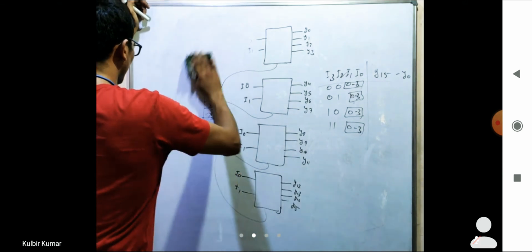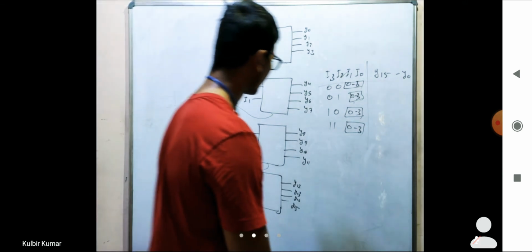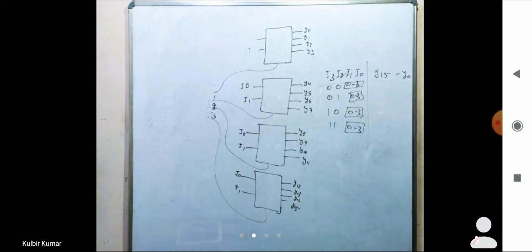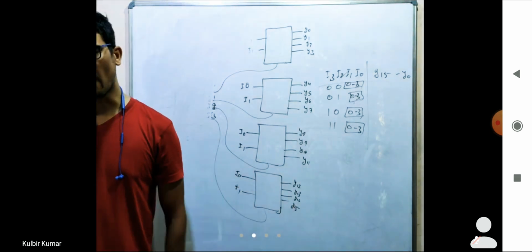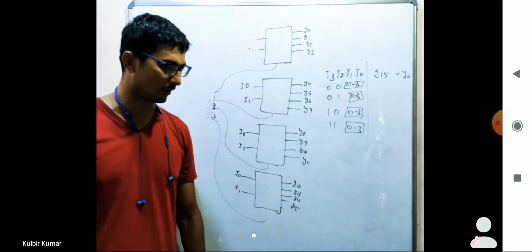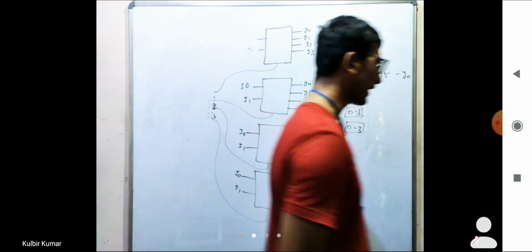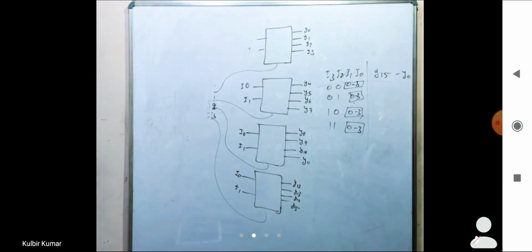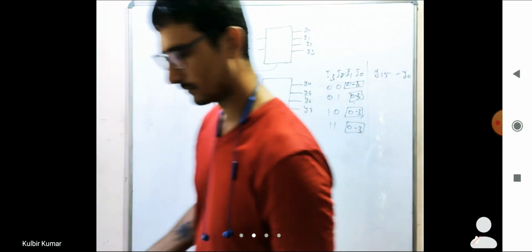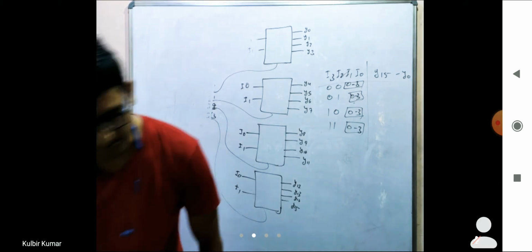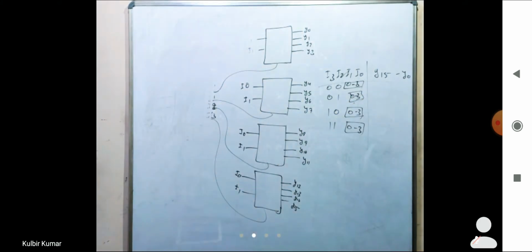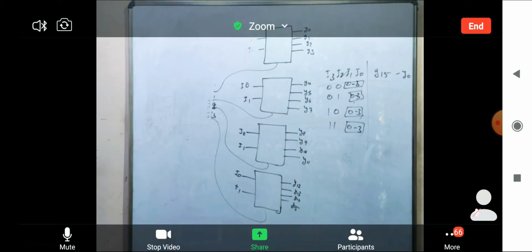Okay, so with the help of this, and one more story. Write down one question. Design a half adder with the help of a 2 cross 4 decoder.